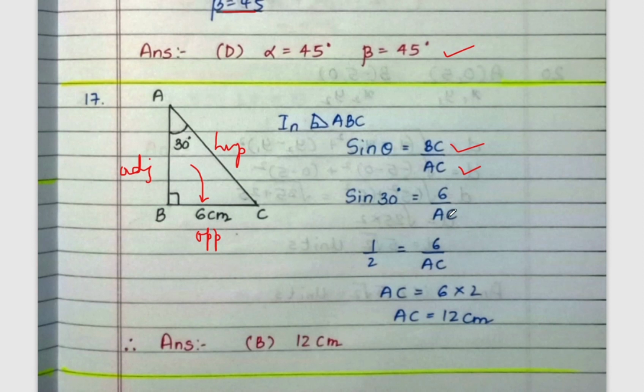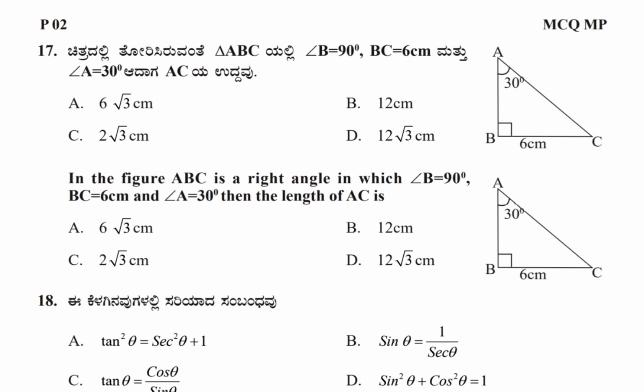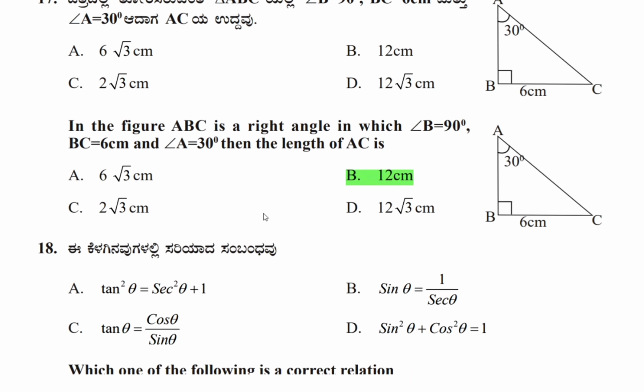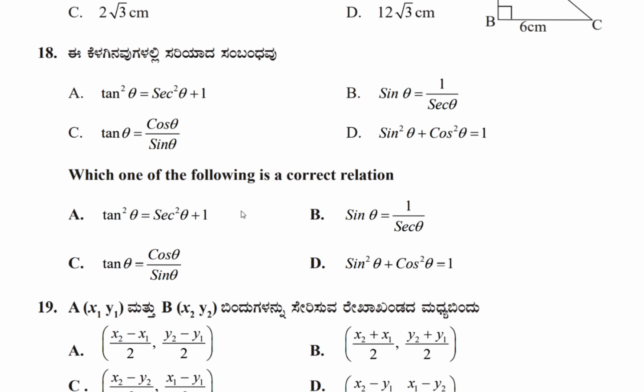Theta is 30 degrees. Therefore, sine 30 degrees equals BC value 6 divided by AC. Sin 30 degrees equals 1 by 2 equals 6 by AC. Therefore, AC equals 6 into 2, which is equal to 12. Therefore, the correct answer is option B, 12 centimeter.